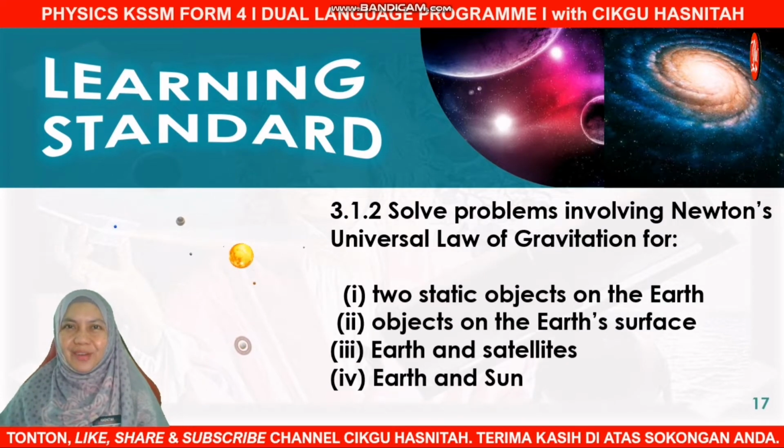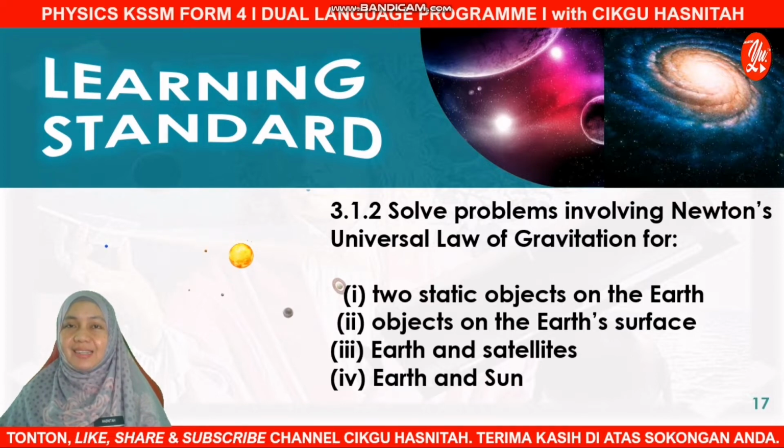So, what do you think of our first lesson? From the two activities conducted earlier, we have discovered that, number one, gravitational force is a force which exists and acts in between any two objects in the universe. And second, according to Newton's universal law of gravitation, this gravitational force is directly proportional to the product of the masses of the two bodies and inversely proportional to the square of distance between the centers of the two bodies.